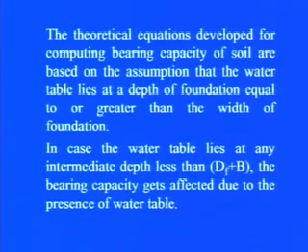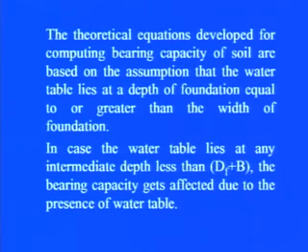Now, we know that there are a lot of fluctuations in the water table in various seasons. So, the effect of the water table on bearing capacity of foundations will have to be taken into account. The theoretical equations developed for computing bearing capacity of soil are based on the assumption that the water table lies at a depth below the foundation equal to or greater than the width of the footing. Now, suppose the water table lies at any intermediate depth which is less than DF plus B, the bearing capacity gets affected due to the presence of the water table.